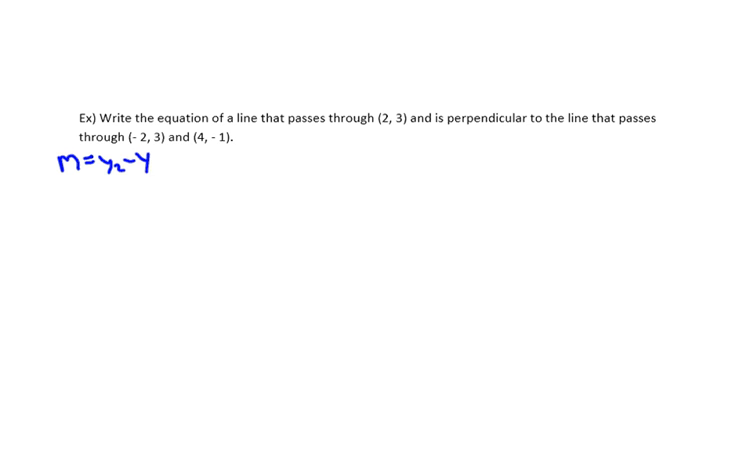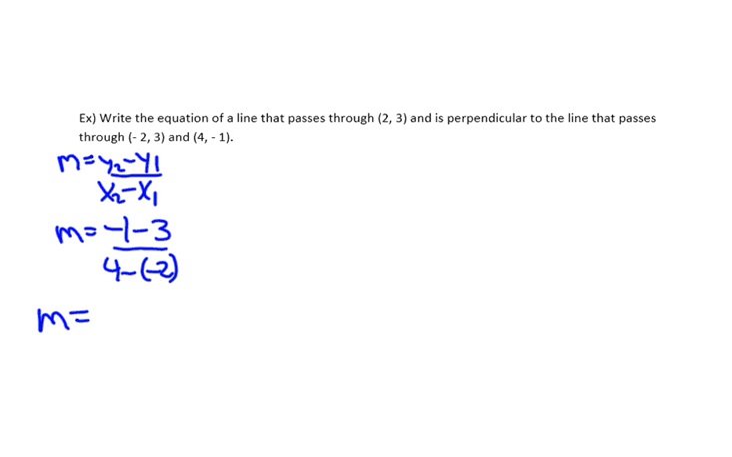For the slope, y2 minus y1 divided by x2 minus x1. So that's negative 1 minus 3 divided by 4 minus a negative 2. Negative 1 minus 3 is negative 4. 4 minus a negative 2, that's a positive 6. That reduces to negative 2/3.